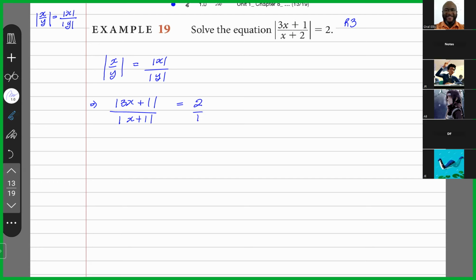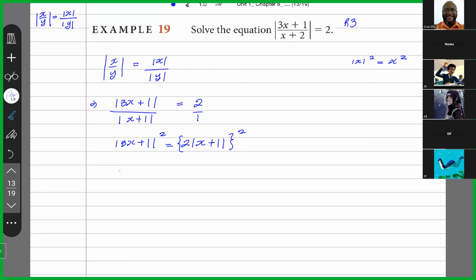The next thing I would do is I would get rid of the fractions by cross multiplying. If I do, I'm going to end up with the mod of 3x plus 1 is equal to 2 times the mod of x plus 2. Then using results 1, the mod of x squared is equal to x squared. But before we go to results 1, I'm going to square both sides.